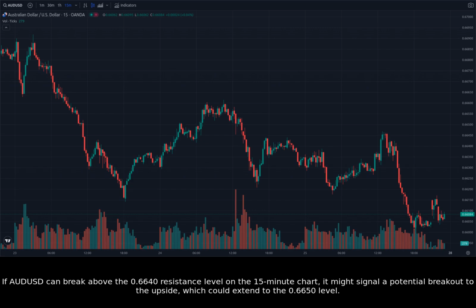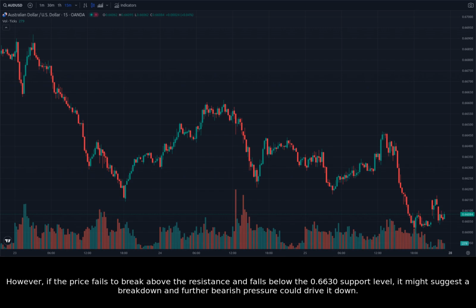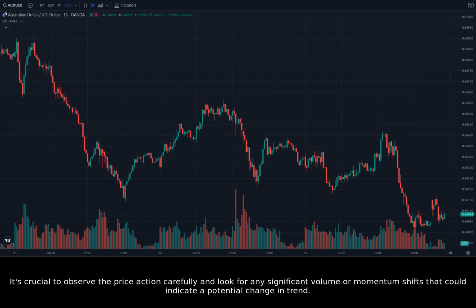However, if the price fails to break above the resistance and falls below the 0.6630 support level, it might suggest a breakdown, and further bearish pressure could drive it down. It's crucial to observe the price action carefully and look for any significant volume or momentum shifts that could indicate a potential change in trend.